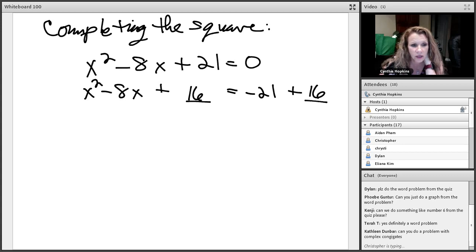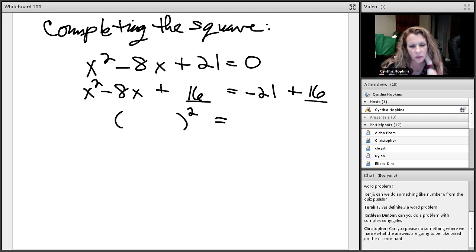Okay, this left side is called a perfect square trinomial. You don't really have to know that yet, but when we get to factoring, you will definitely learn that terminology. So that's called a perfect square trinomial, and it factors into the square of a binomial. So that's what I've written underneath it here. I just put parentheses for my binomial, and then I put the square right there.